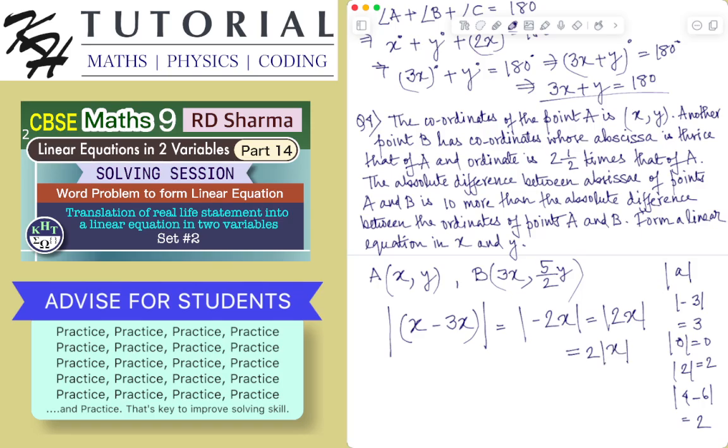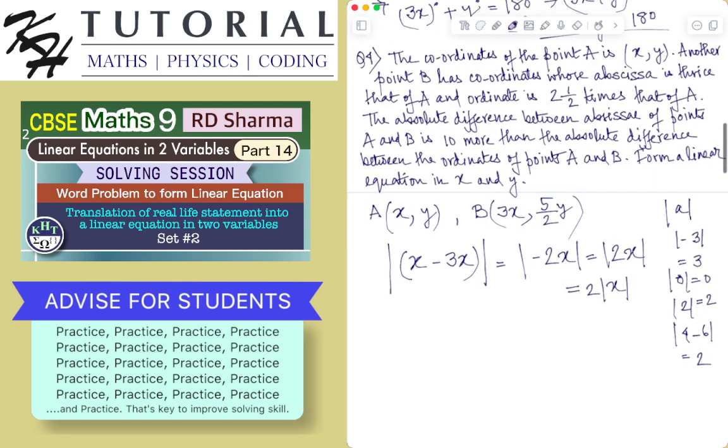Now this is the absolute difference between abscissa of points A and B. It is given that the absolute difference between abscissa of points A and B is 10 more than the absolute difference between the ordinates of points A and B. What is the difference of the ordinates of points A and B? It will be ordinate of A, which is y, minus ordinate of B, which is 5 by 2 y. This is the difference between the ordinate of A and ordinate of B.